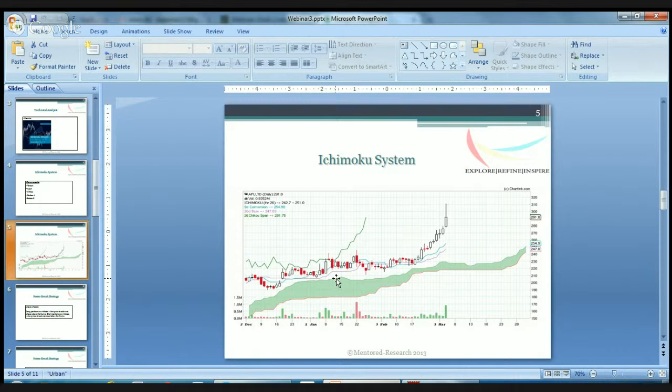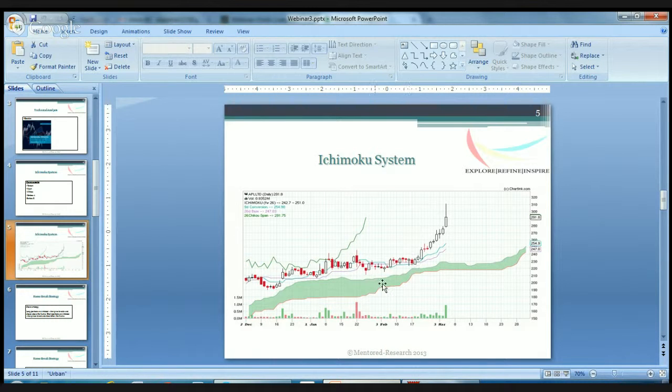Now these Senekau A and B will be reversed if it is a bearish cloud. You'll see usually it is painted as red. So in that case, the Senekau B will be on top and Senekau A will be at the bottom. Okay. Since we are looking at a bullish chart, this is a green cloud, the green Kumo, and you have Senekau A on the top and Senekau B on the bottom.